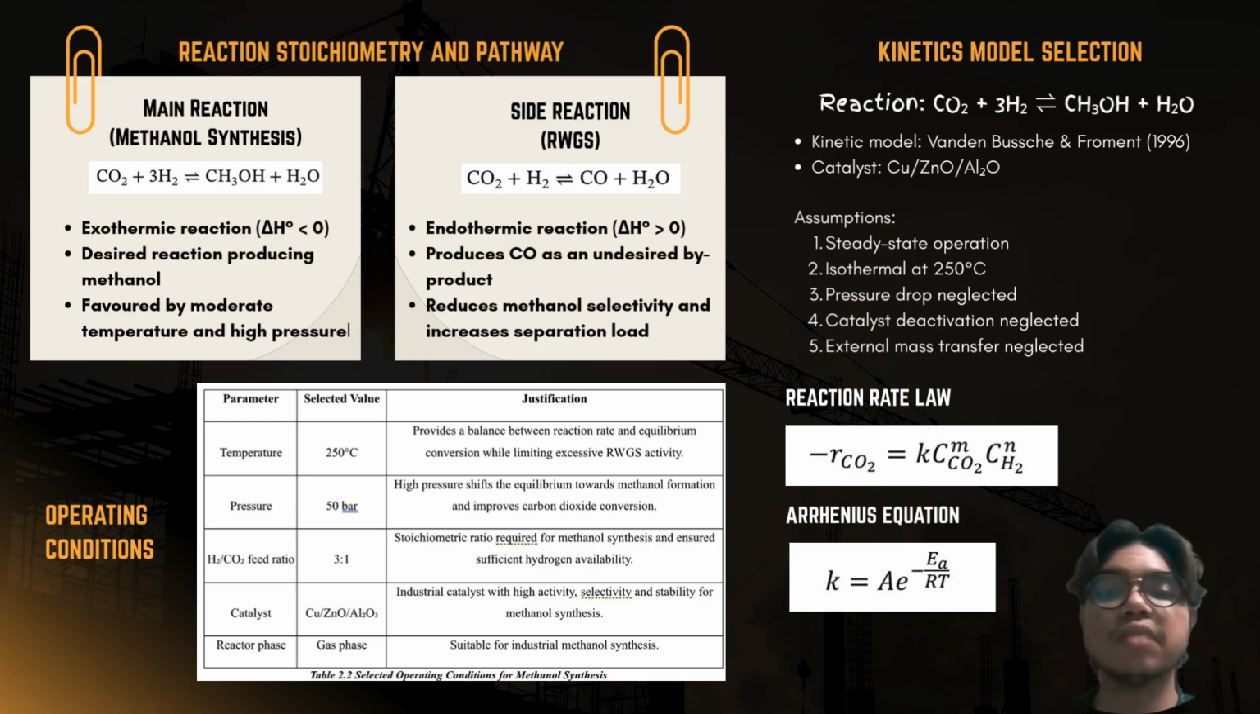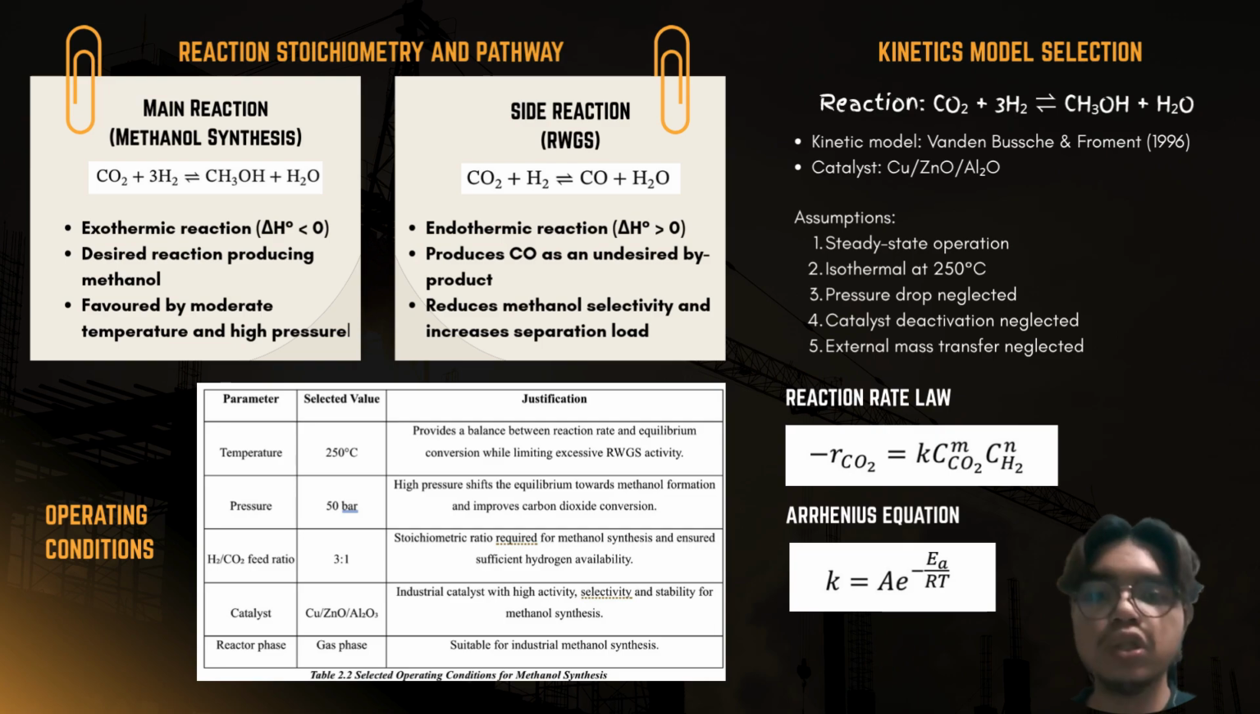Alright, next let's examine the reaction stoichiometry and kinetics. So our process involves two competing pathways. So the first one, the main methanol synthesis, is an exothermic reaction which is favored by the moderate temperature and high pressure, but it competes with the endothermic reverse water gas shift side reaction, which produces unwanted carbon monoxide and subsequently reduces the methanol selectivity and increases our downstream separation loads.